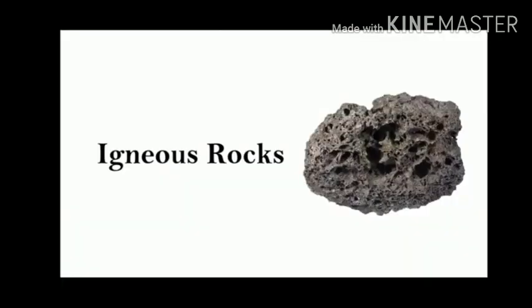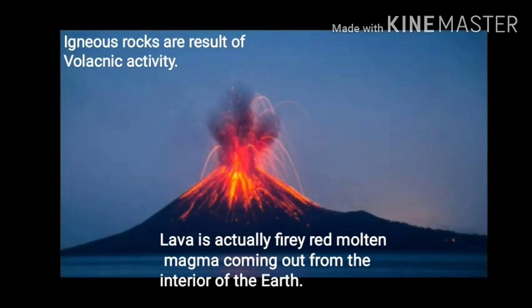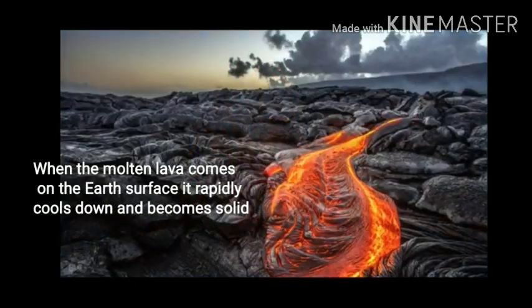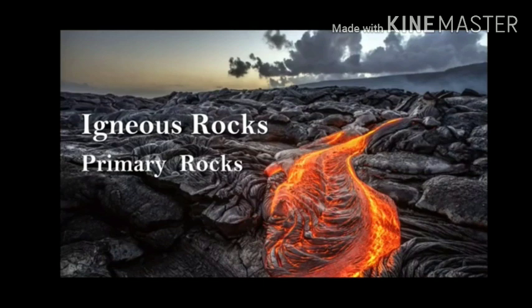So starting with the first rock, that is igneous rock. Igneous rocks are the result of volcanic activity. Lava is actually fiery red molten magma coming out from the interior of the earth. When this molten lava comes on the earth's surface, it rapidly cools down and becomes solid. Rocks formed from this on the crust are called igneous rocks. Igneous rocks are also called primary rocks.